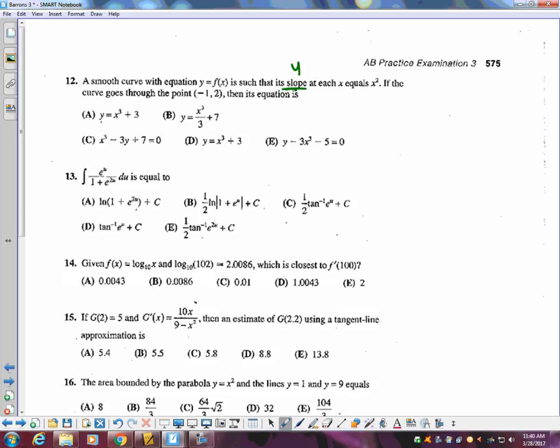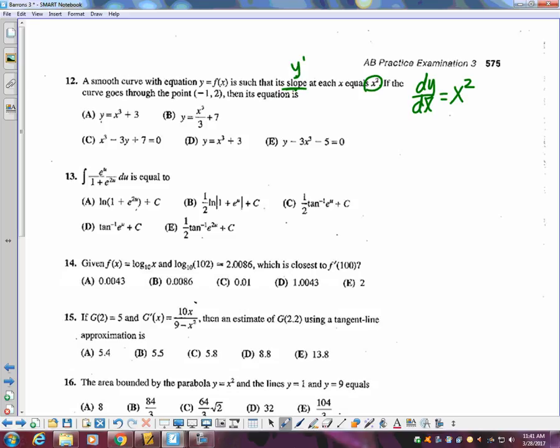Okay, its slope. Well, slope is y prime, right? Its slope at any point is y prime. So the slope at each x equals x squared. Okay, so my slope, my dy dx, equals x squared. Now stop for a second, make sure that makes sense. A smooth curve with an equation y is such that its slope at each x, that's the definition of a derivative, equals x squared. So dy dx equals x squared.